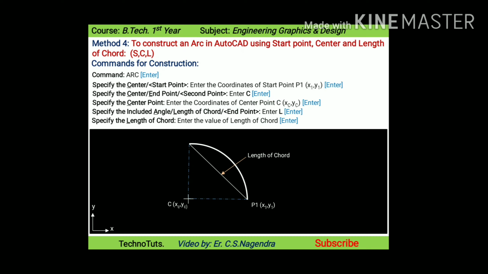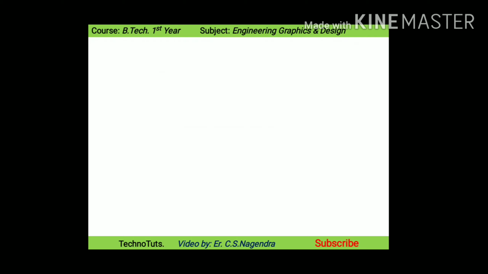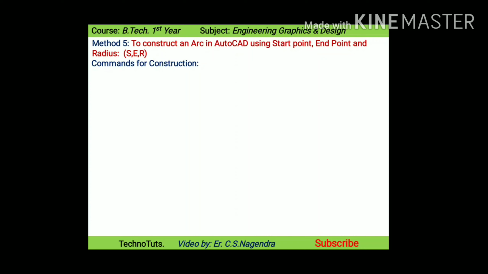Now let us move to method number 5. Method number 5, to construct an arc in AutoCAD using start point, end point and radius of the circle, radius of the arc, because we are constructing here arc. So at the command prompt type arc and press enter key. You will see after pressing the enter key the viewport will get activated on the screen.